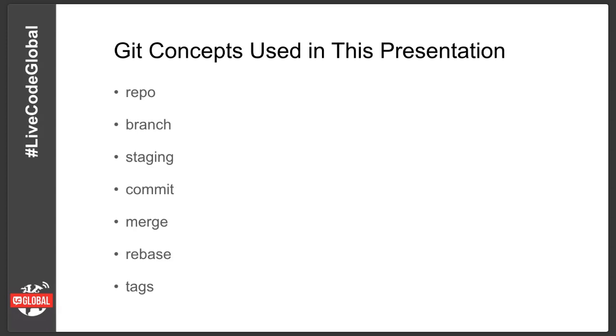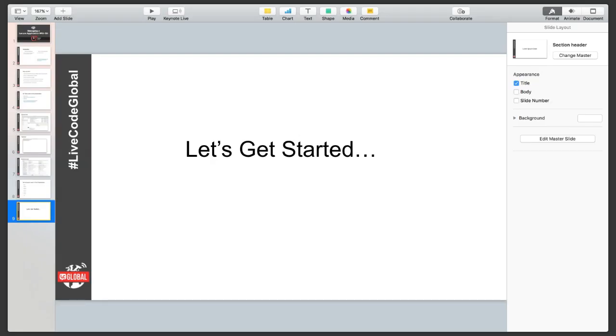And we'll talk about tags. Tags is how we mark a specific snapshot in Git as being a release. So, if we have version 1, we can tag version 1 in the Git repo, and then we can go back to it later. All right, so let's get started with that background.